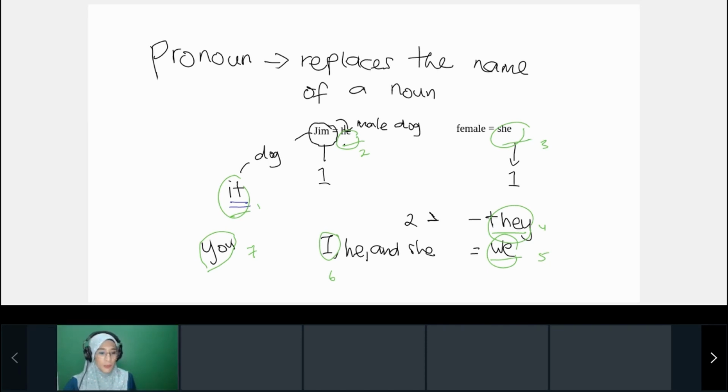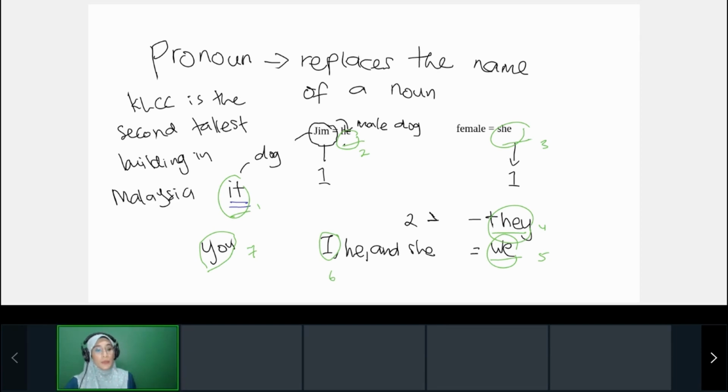So this replaces the noun. If let's say you name a building, maybe you want to say KLCC, right? KLCC is the second tallest building in Malaysia, maybe. Okay, so it is the second tallest building in Malaysia, right?